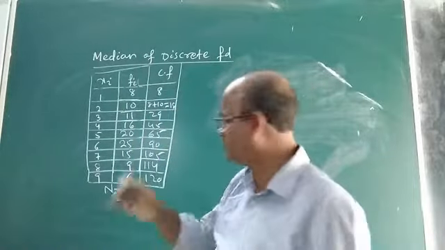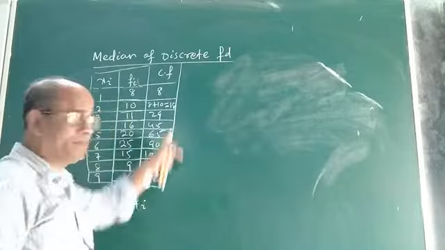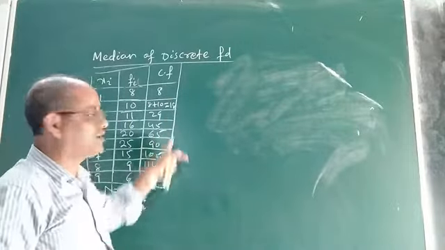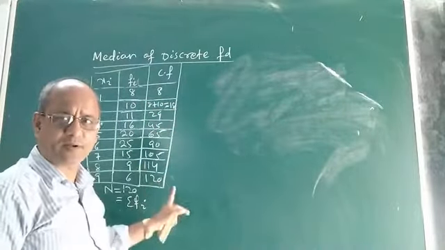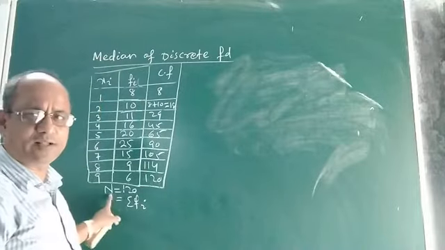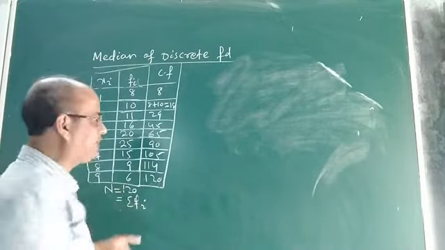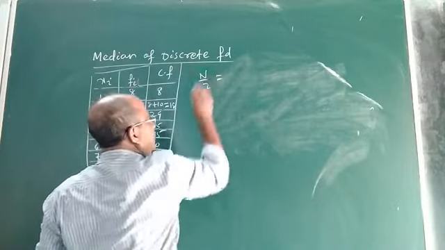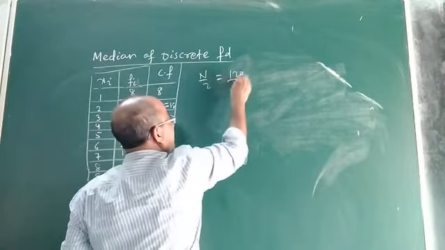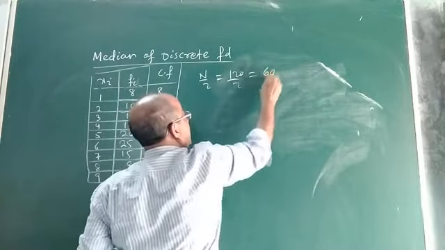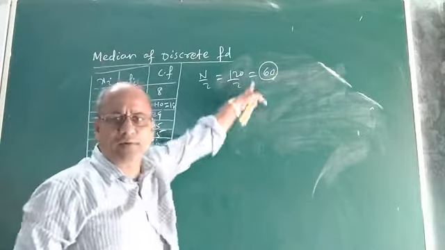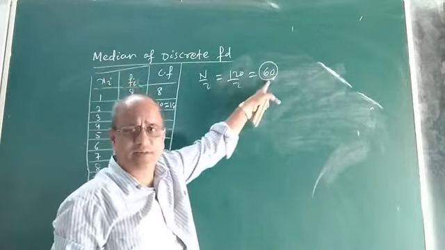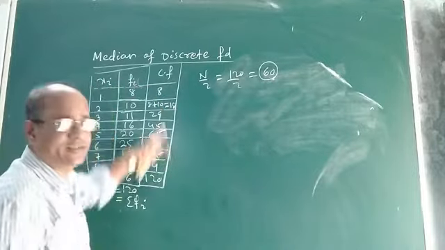Then what is the next step? After finding the values of CF, that is cumulative frequency, what is the next step? Now see, what is the value of n? N is 120. Now to calculate the median, first you find the value of n by 2. N by 2 will be 120 by 2, it is 60. Okay. Now look at the value of n by 2. Now n by 2 is 60. Now come back to the CF column.